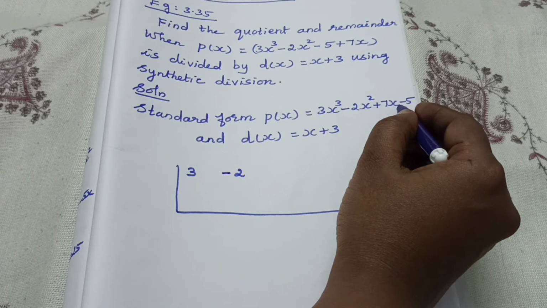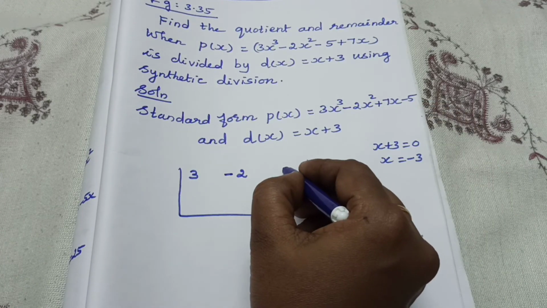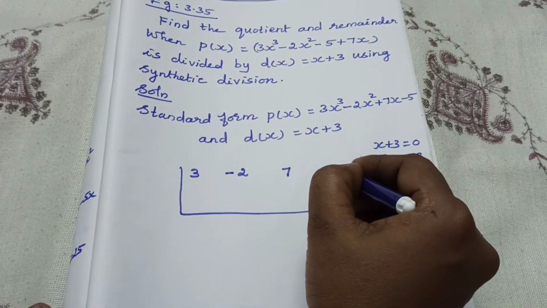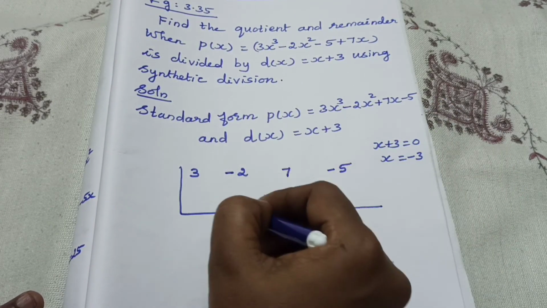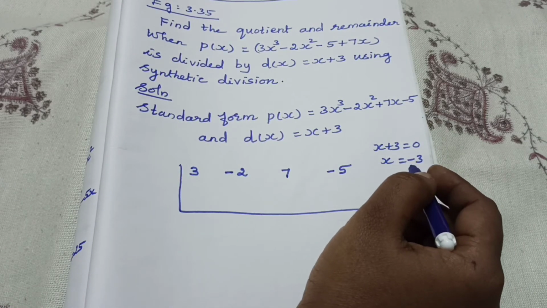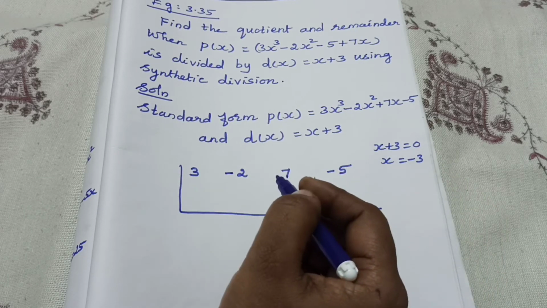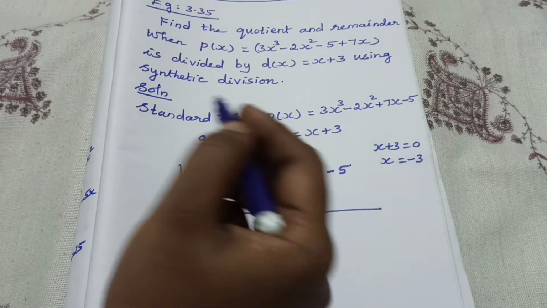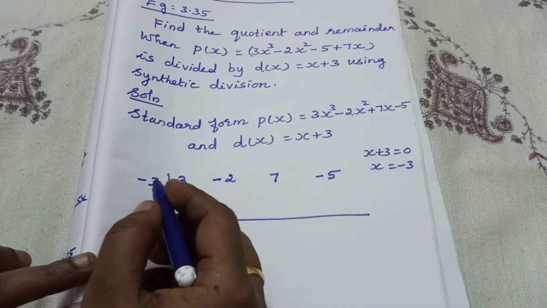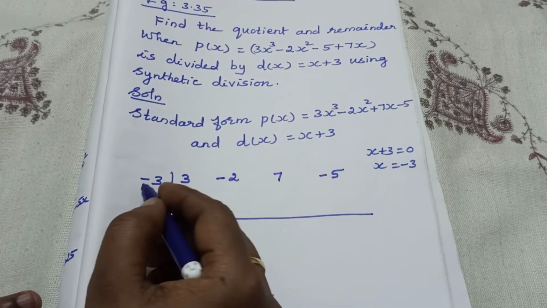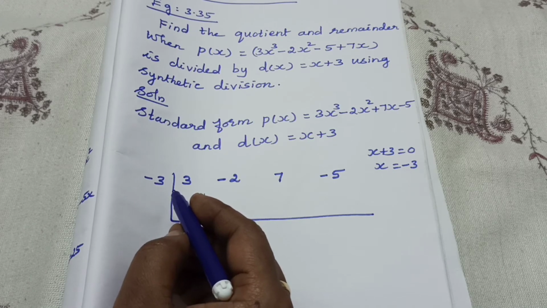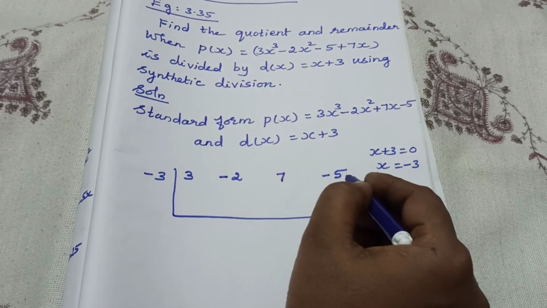Then afterwards, what's the coefficient of x? 7. Some space is needed right here. Then the last constant is minus 5. Leave space in between. Then this minus 3, the zero of the divisor, you write in front of the dividend, on this side. This is the dividend, this is the divisor. Am I correct? This is the first row, isn't it?